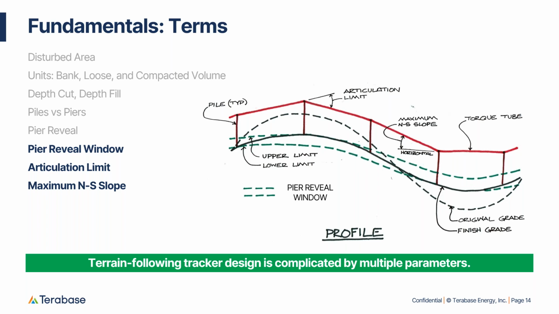The articulation limit also affects the grading. The articulation limit is the maximum allowable change in slope from one bay to the next, so between two pairs of piles. The maximum north-south slope also affects the earthwork, and that is just the measure of the angle between the horizontal and the torque tube itself. All right, next slide, please.